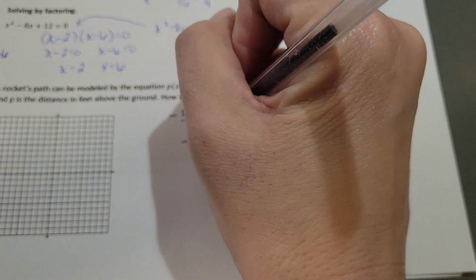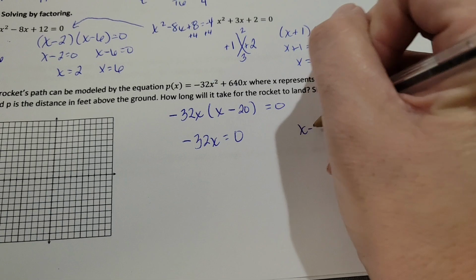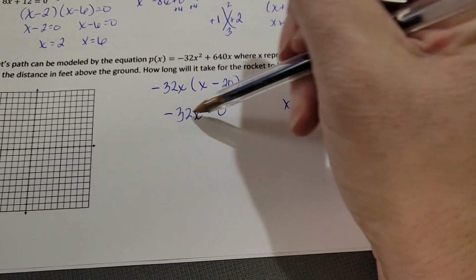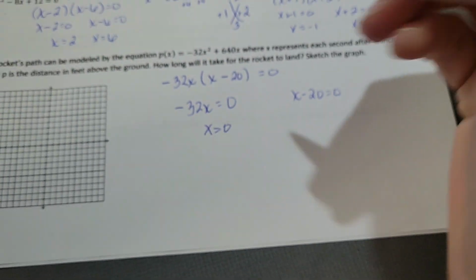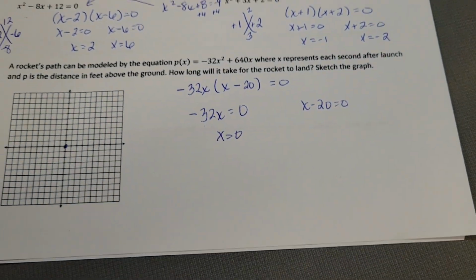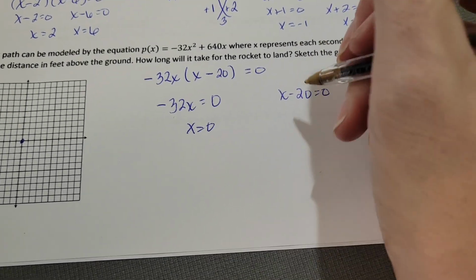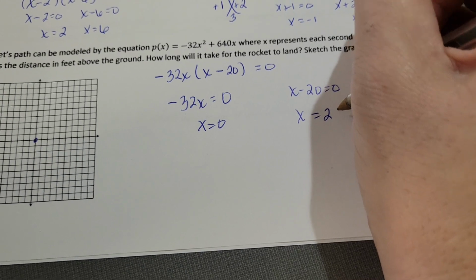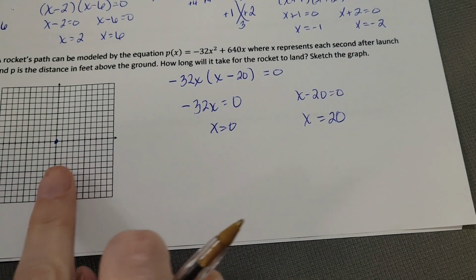So I'm going to set each of these things equal to 0. So -32x equals 0 and x minus 20 equals 0. So if I divide both sides by -32, x equals 0. That makes sense because that's the beginning of our path. That's when it was launched, just like the ball being kicked up there. And then if I add a 20 to both sides, I get x equals 20. So it is going to come back to the ground after 20 seconds.